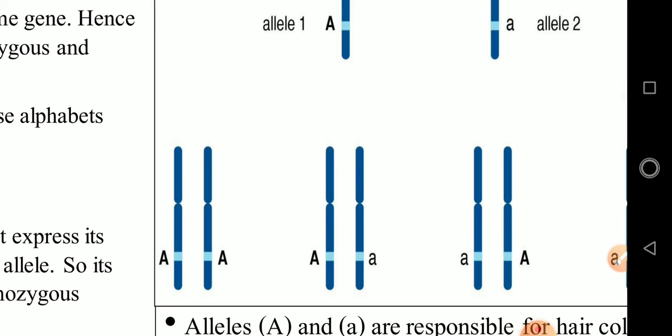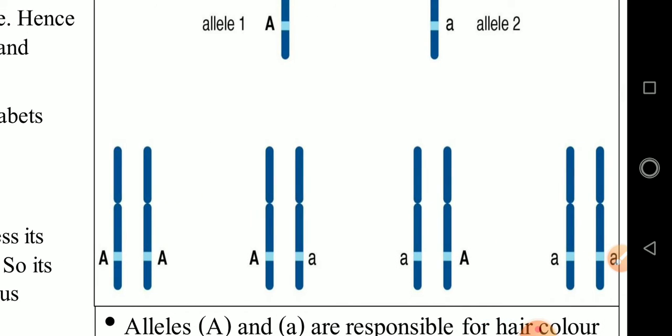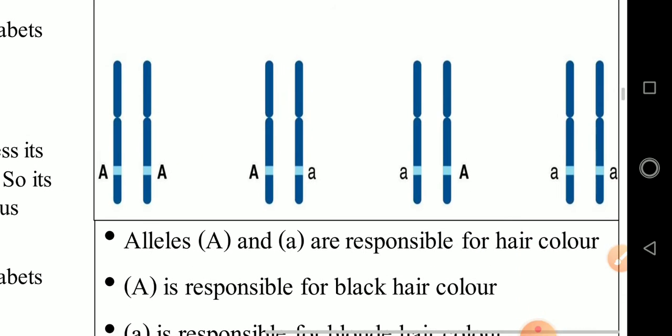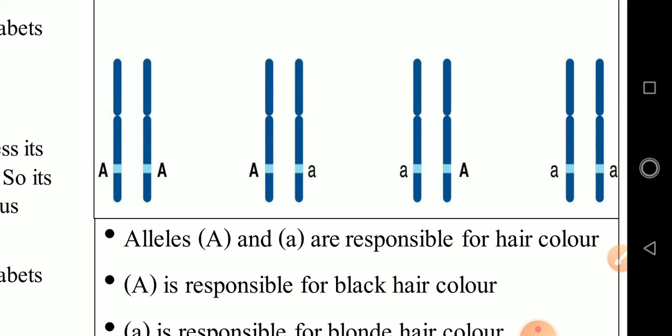In the third picture also, small a, capital A. So here also only the dominant character will be expressed. In the fourth one you can see small a is given. Both are recessive alleles. So in the fourth one only the recessive character will be expressed.